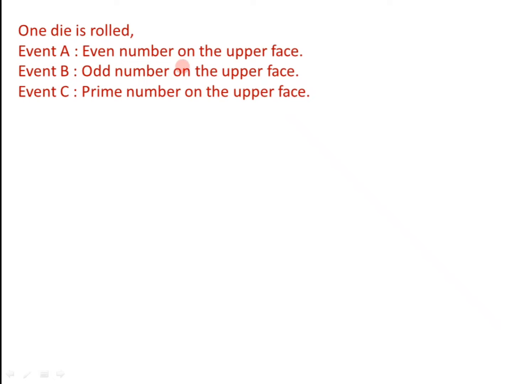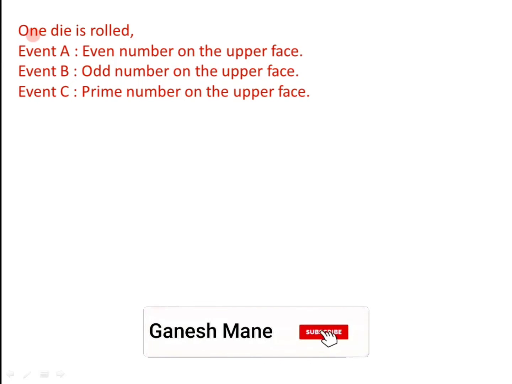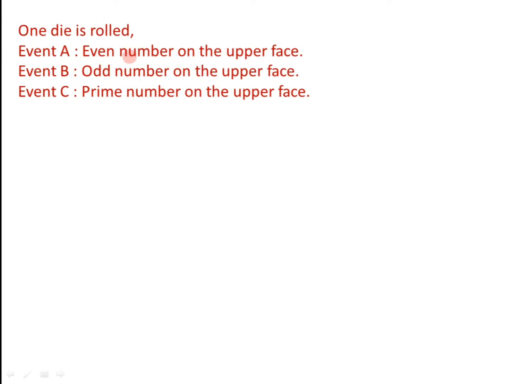Event A is even number on the upper face, that is when one die is rolled, we have to find the sample points in which we get even number on upper face. Event B is odd number on the upper face and event C is prime number on the upper face. So first of all, for this random experiment, we have to write the sample space.